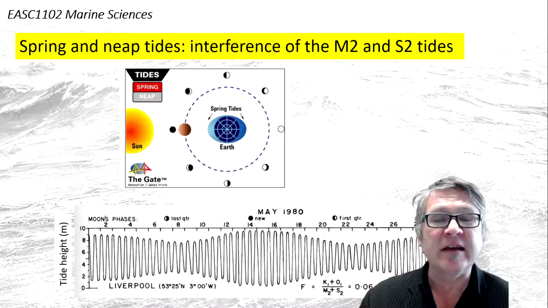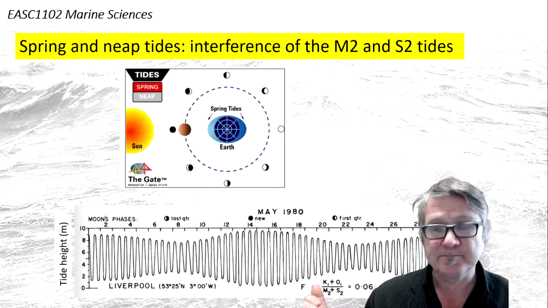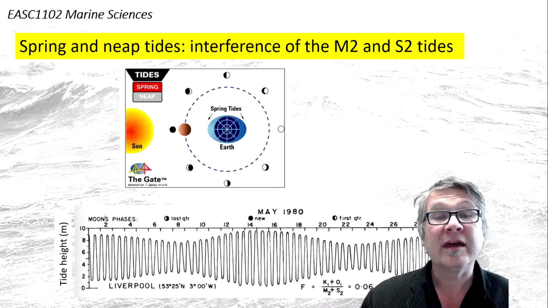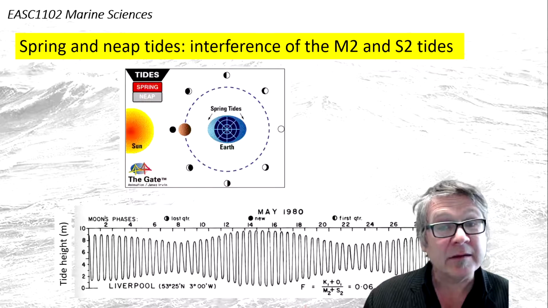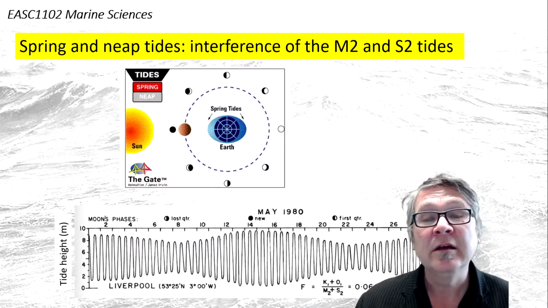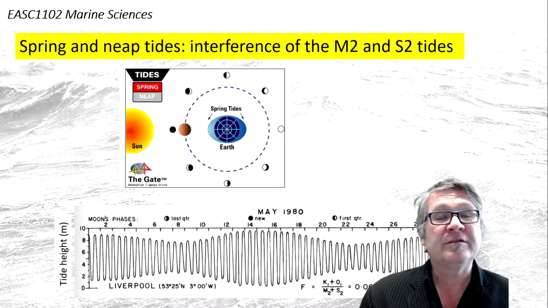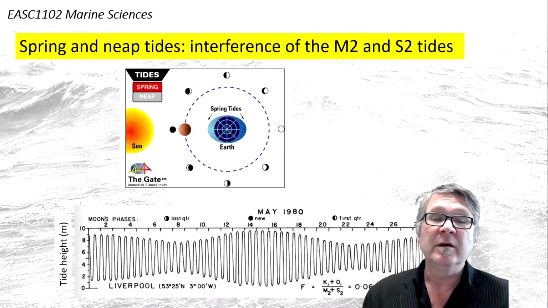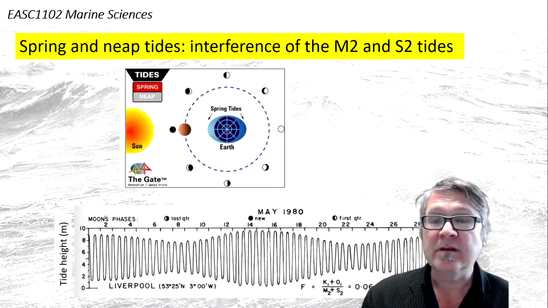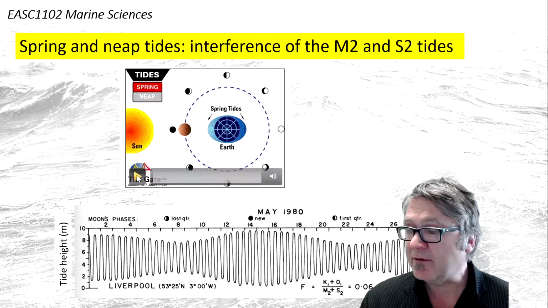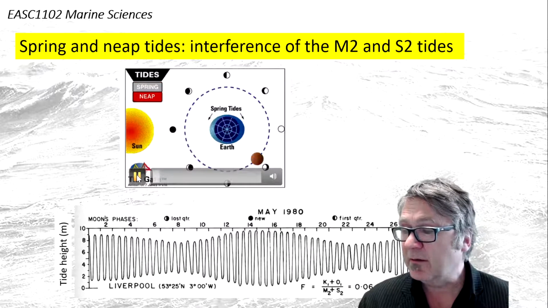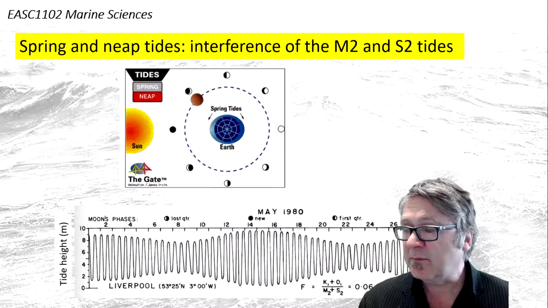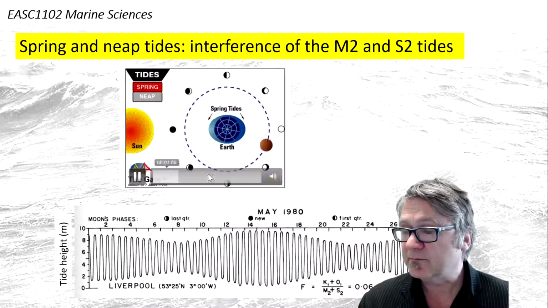Whenever you have the sun and the moon and the earth in one line, you get the spring tide. You get an amplified signal. And whenever you have the situation of having a half moon, you get the neap tides. And let's see whether that animation still works. Spring tide, neap tide, spring tide, neap tide.